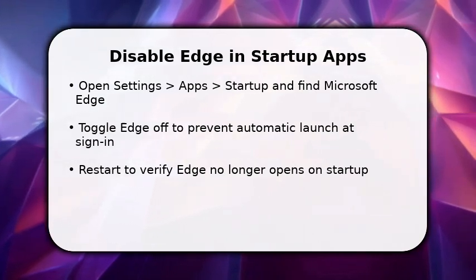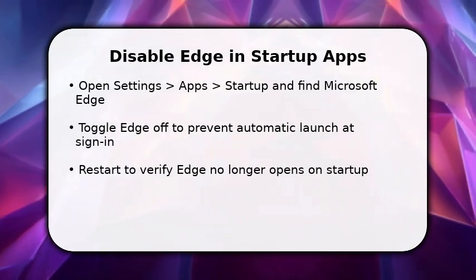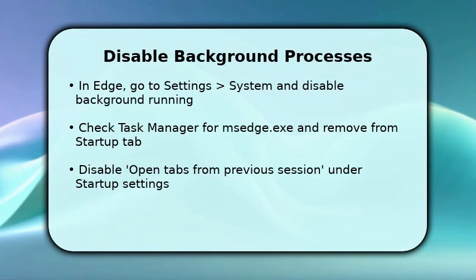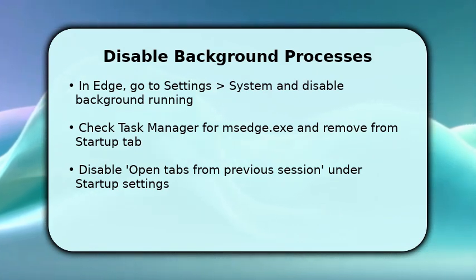Once done, sign out or restart to confirm it stayed off. If Edge reappears, continue to the next slide for deeper cleanup and background process checks. Once the startup toggle is off, stop Edge from running in the background so it can't relaunch itself.